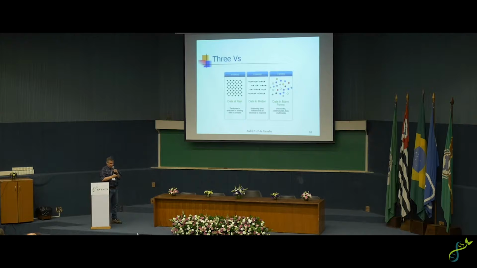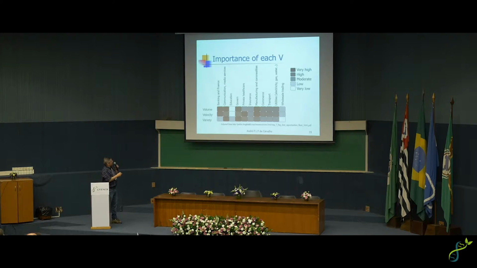So these are the initial 3 Vs. Then someone suggested a study to see the importance of each V in each kind of economic sector. And you can see that we have different importance for banking, for communication, for education, where the importance can vary from very low to very high. But I think what concerns us here is manufacturing and commodities.